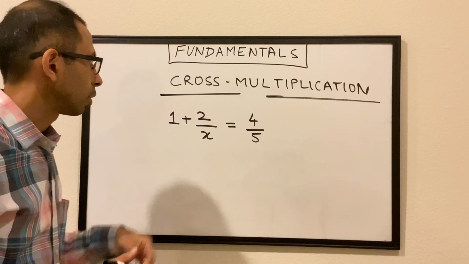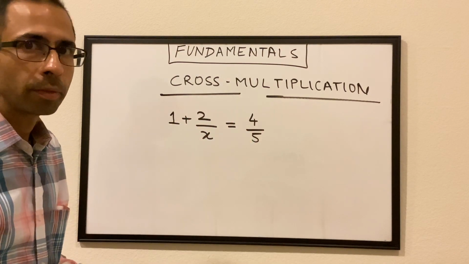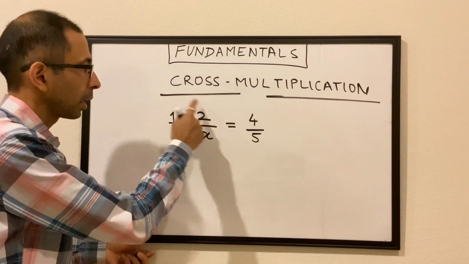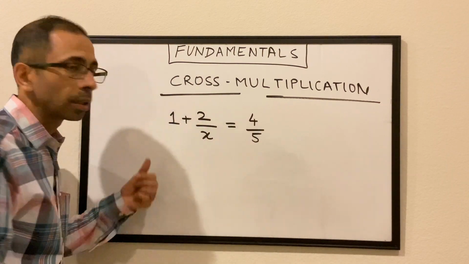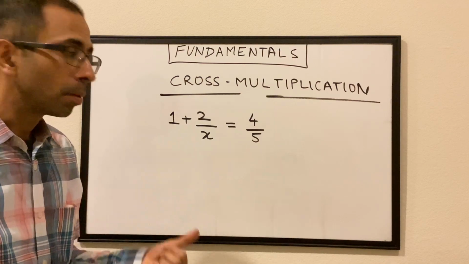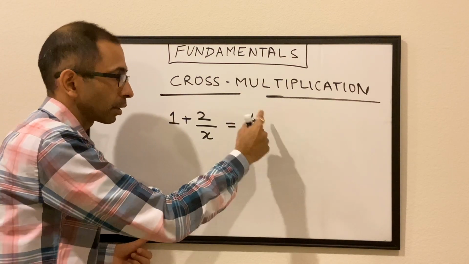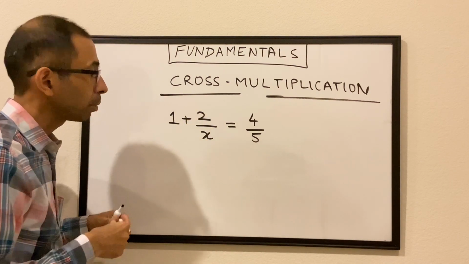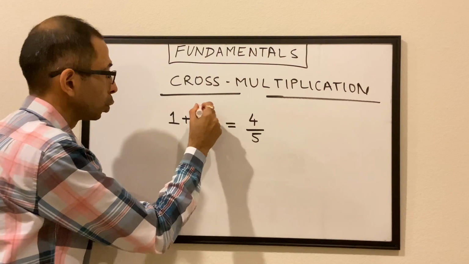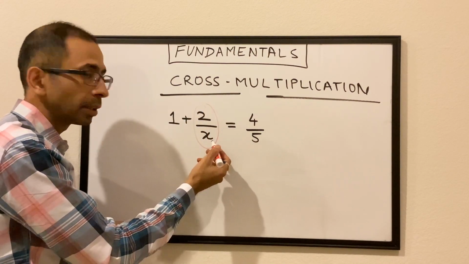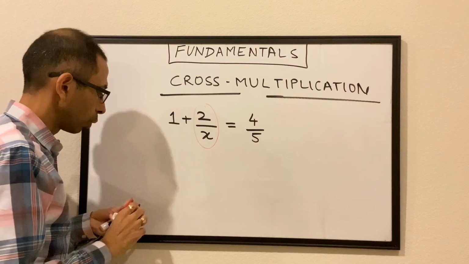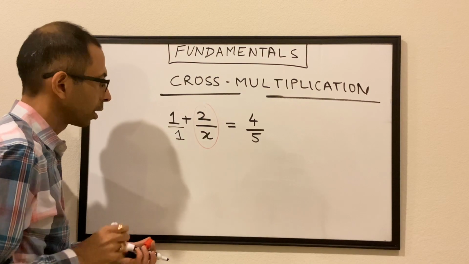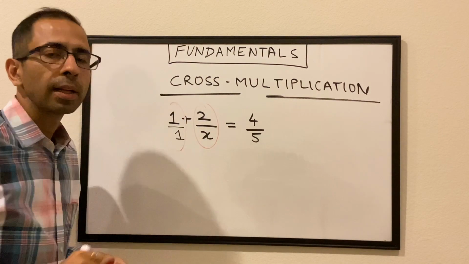So let's say we have this question: 1 plus 2 over x is equal to 4 over 5, and we have to find the value of x. The first thing: we do have an equation, we have a left side, we have a right side. Can we use cross multiplication, however? No, because the right side is a single fraction, 4 over 5 is a single fraction, but the left side is not a single fraction, it is 1 plus 2 over x. So 2 over x is a fraction in itself, and 1, like 1 over 1, can also be considered a fraction. So essentially, we have got two fractions on the left side.